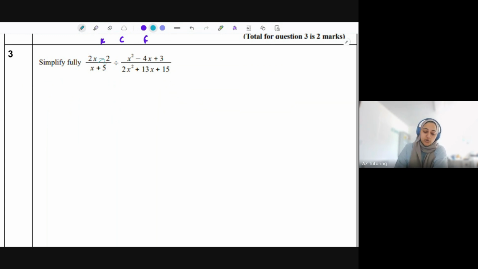So I'm going to do that, but I'm going to attempt to factorize at the same time as well. So 2x minus 2, how can I factorize that? Well, I can only pull a 2 out, x minus 1. So 2 times x is 2x, and 2 times minus 1 is minus 2. x plus 5, I can't factorize that anymore, so I'll just leave it as x plus 5. I then change the divide to a times, and we're going to flip the second one. So I'm going to attempt to factorize this bottom one, and it goes on top, remember.